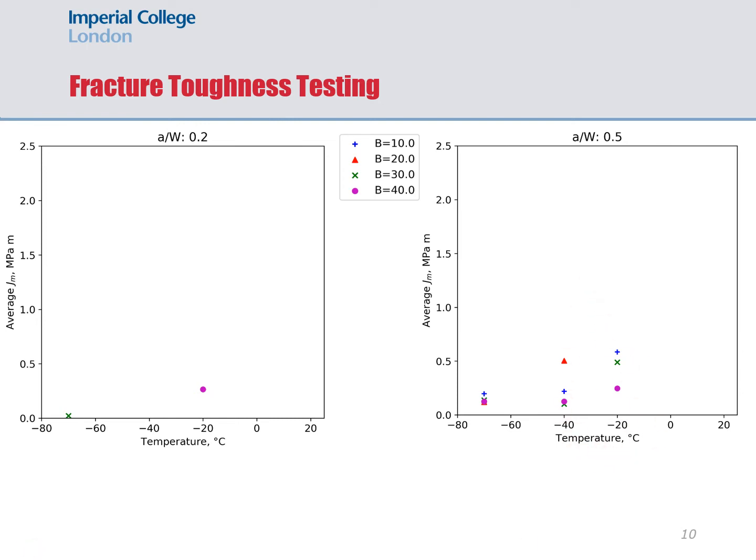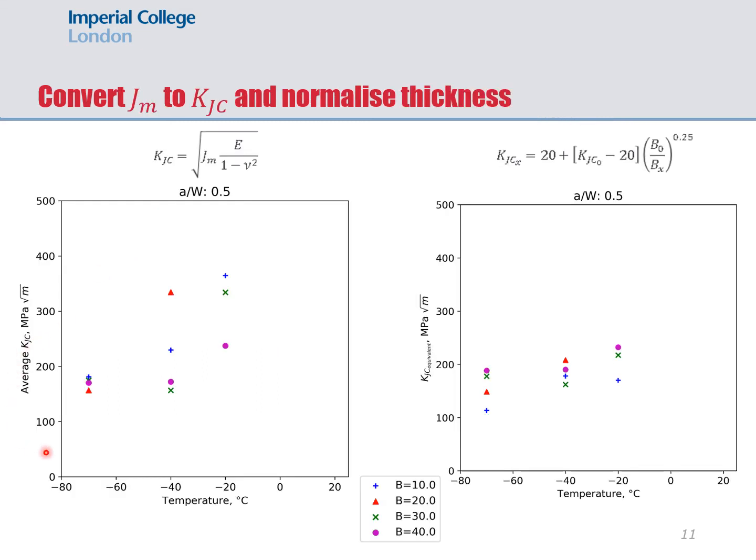Now, if we disregard these low plane constraint samples for the moment and focus purely on those in the high constraint condition, we can convert these average JM values into stress intensity factors. In this plot, we've converted our J values into KJC, our stress intensity values, for our highly constrained samples, all of which failed in a brittle manner. And what you can see is that while there's some indication that fracture toughness changes with respect to temperature, there's a significant amount of scatter in the data. This, of course, is due to the changing out of plane constraint or thickness effect.